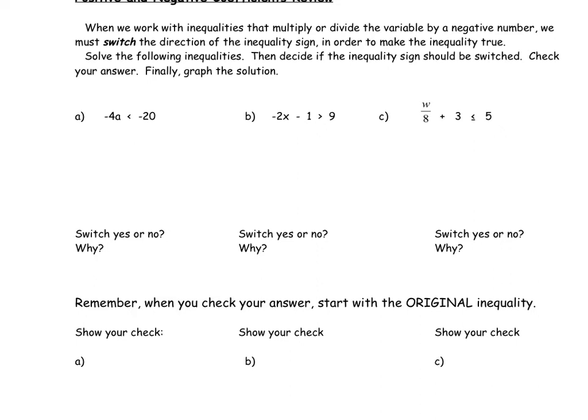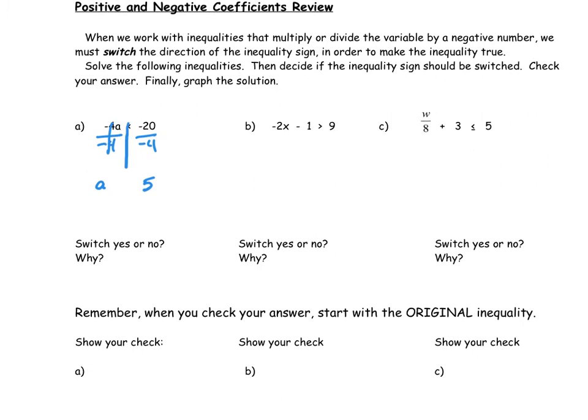We're going to start by solving, and so we're going to build our wall. I see that a is being multiplied by -4. So I'm going to do the opposite. I'm going to divide by -4 on both sides. So I'm going to drop down a, and -20 divided by -4 would be +5. Now we just finished dividing by a negative, which means that we have to switch this sign. So that sign is going to be switched. And yes, we had to switch it, and it's because we divided by a negative.